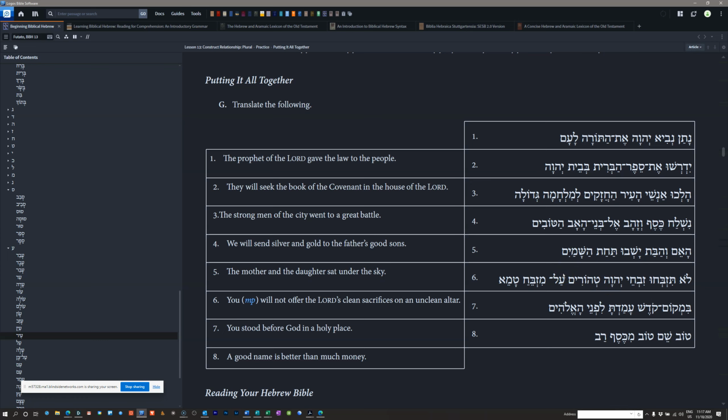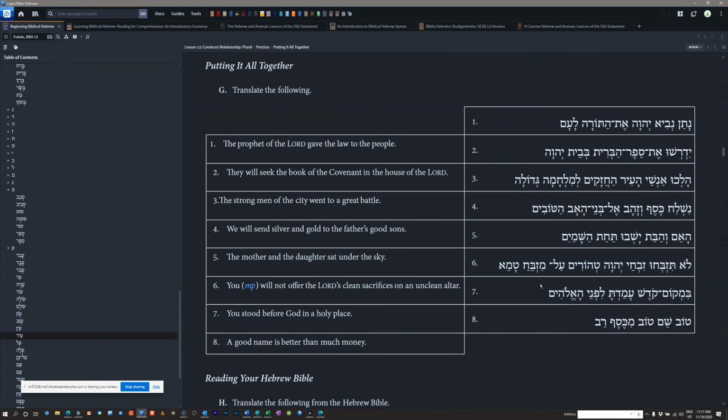Where will you not sacrifice them? Upon mizbeach, an altar, tameh, unclean. You will not sacrifice them upon an unclean altar. All right. Hopefully that's clear for you, makes sense.